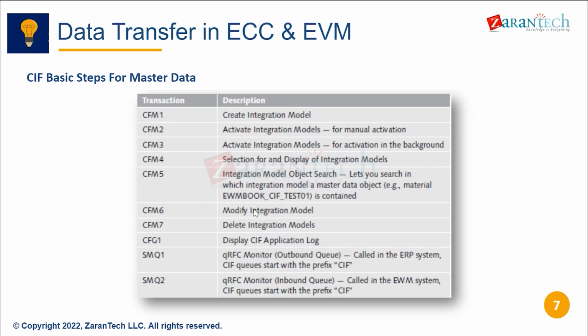Here you can see modify, delete, log, and this is something SMQ. You might be aware of these last two transaction codes. Again, we see that this CIF also uses qRFCs in the background and it will send the queues to the ERP system. As soon as you create anything here and it's triggered, it will create the queue, and this queue will have the prefix CIF, and it will be transferred to or received from the EWM system.